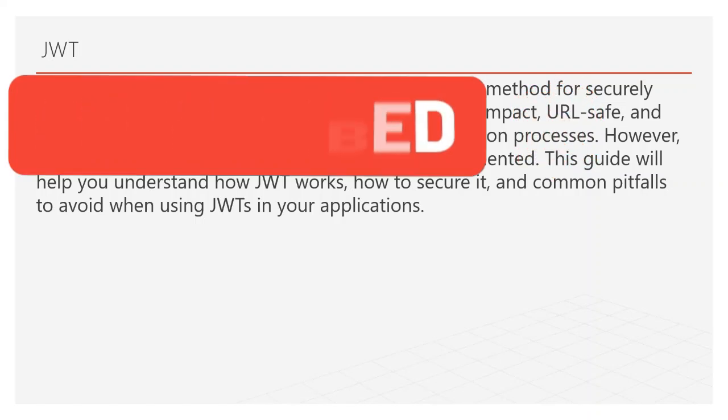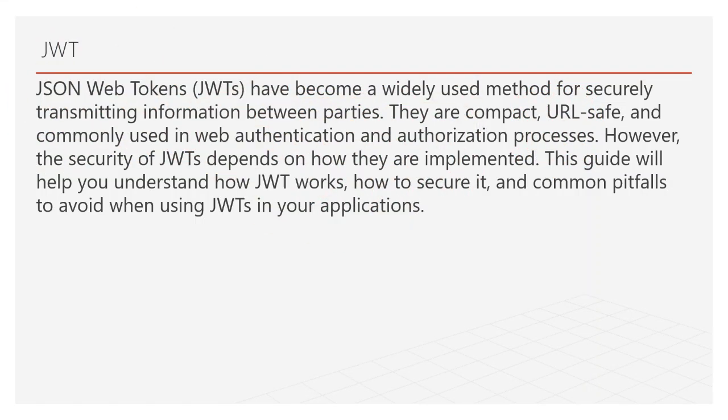JSON Web Token has become very widely popular because it is used for securing and transmitting information between two parties, right? These tokens are compact, like URLs, and commonly used in web authentication and authorization processes. However, the security of a JWT always depends on how it is implemented. The way it is implemented is what makes it secure. So this is a guide which will help you understand how JWT works, how to secure them, and we also discuss how we can avoid pitfalls in JWT applications. So stay tuned and look forward to the video.